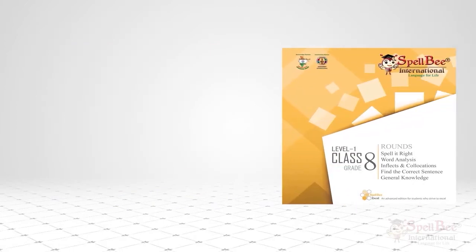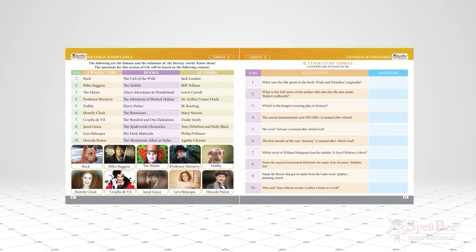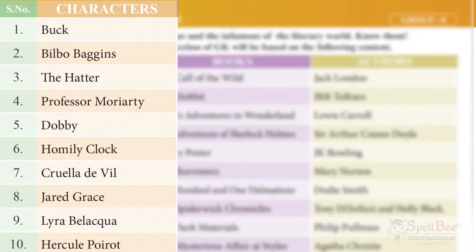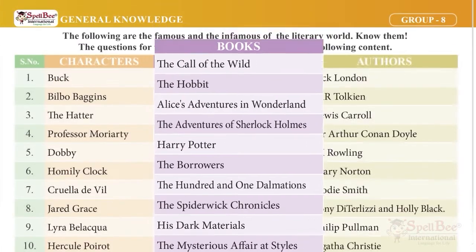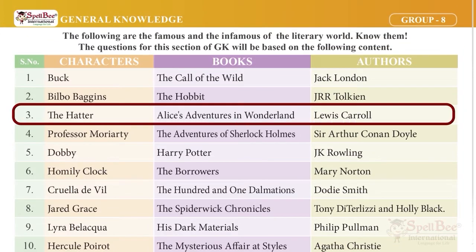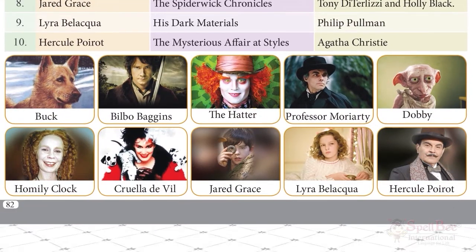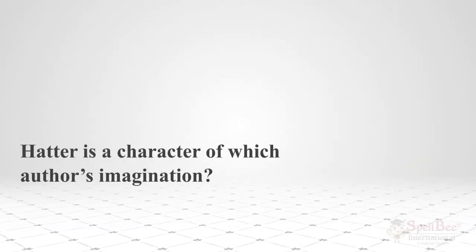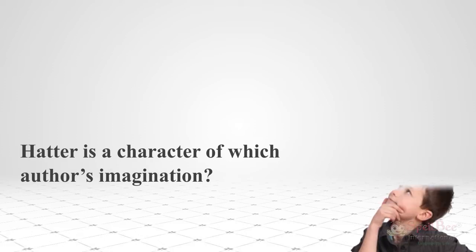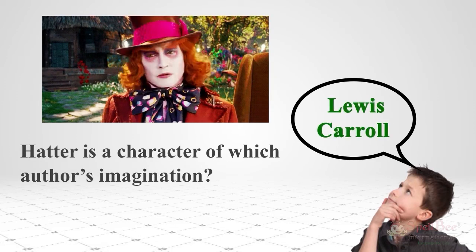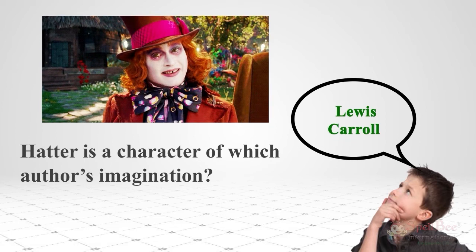Right, so now we're going to go to a higher grade book. This is the study content for 7, 8, 9 books. The characters, the books, the authors who wrote those books. So a question based on this will be like, it's just an example. Hatter is a character of which author's imagination? Is it Dodie Smith? Is it Lewis Carroll? Yeah.